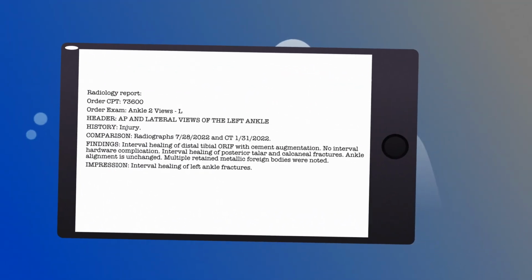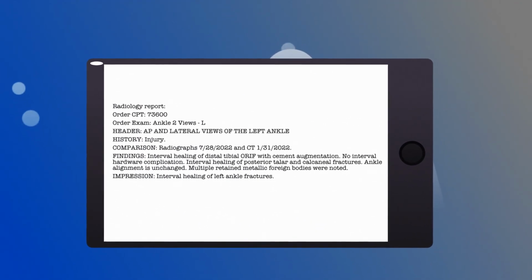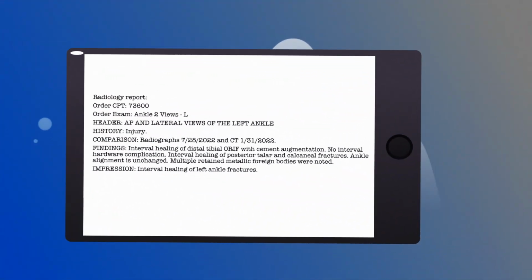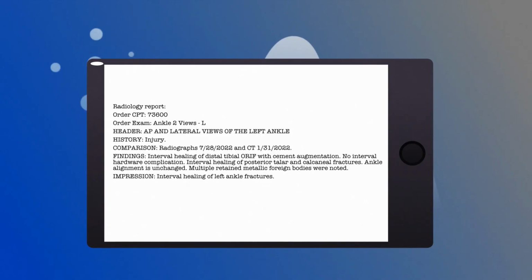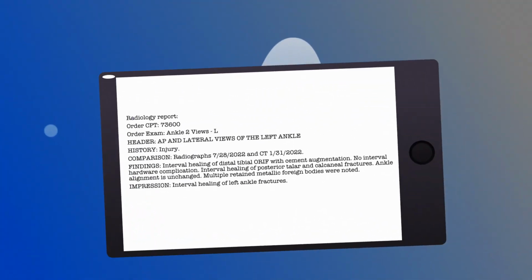Report example. Order: exam ankle 2 views, left. Header: AP and lateral views of the left ankle. History: injury. Comparison: 7/28/2022 radiographs and CT from 1/31/2022. Findings: interval healing of distal tibial ORIF with cement augmentation, no interval hardware complication. Interval healing of posterior talar and calcaneal fractures. Ankle alignment is unchanged. Multiple retained metallic foreign bodies noted. Impression: interval healing of left ankle fractures.